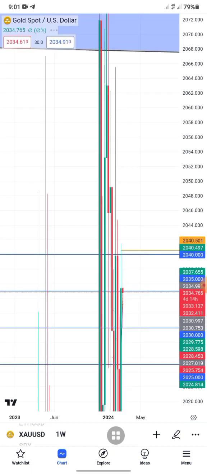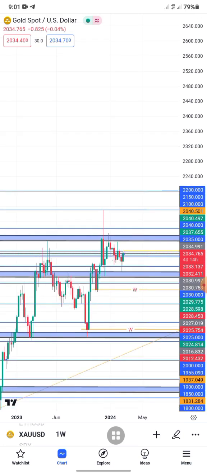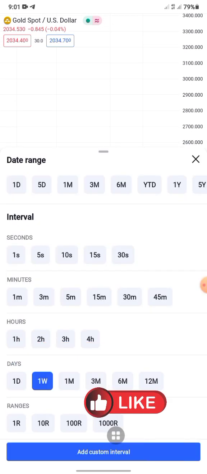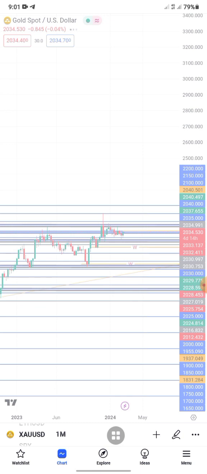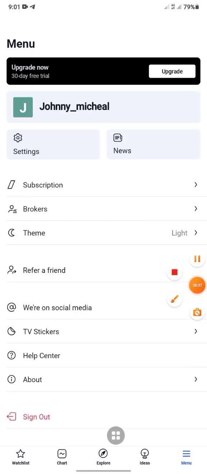For me, there was a time. Okay, I started from monthly. What I started from monthly is to mark out my key levels. Let me show you. This is the monthly time frame. I marked out my key levels. The key levels are all these rectangles I placed right here.